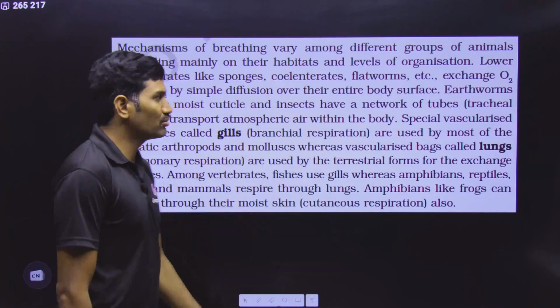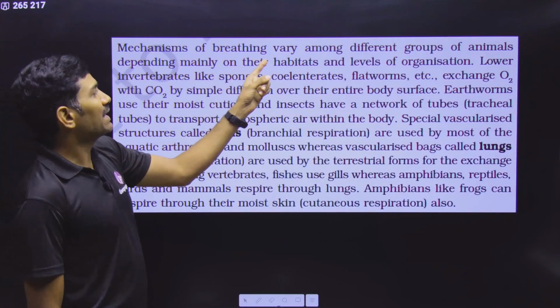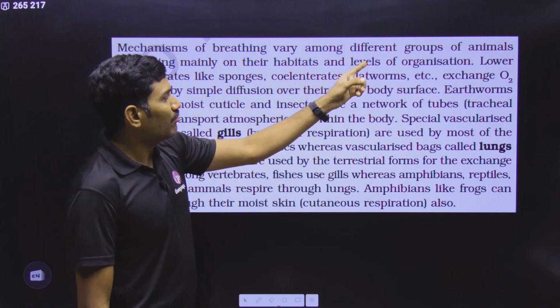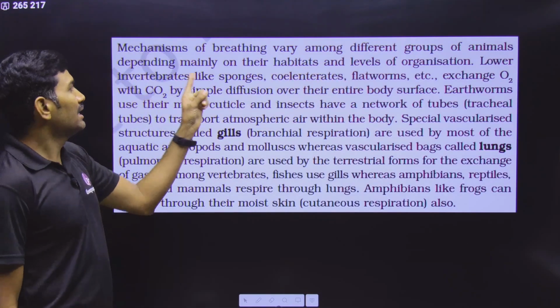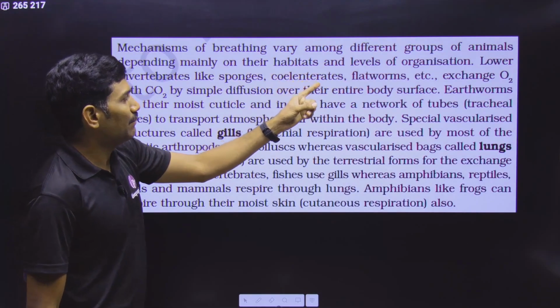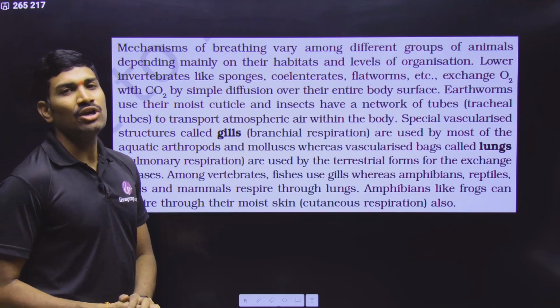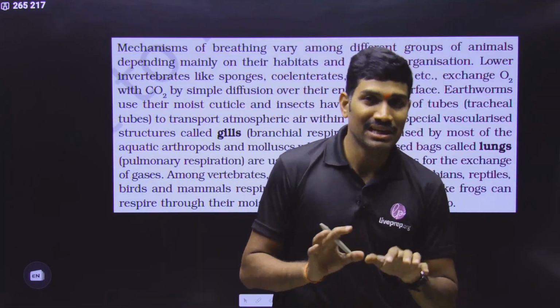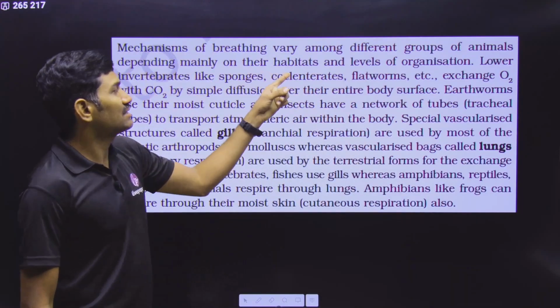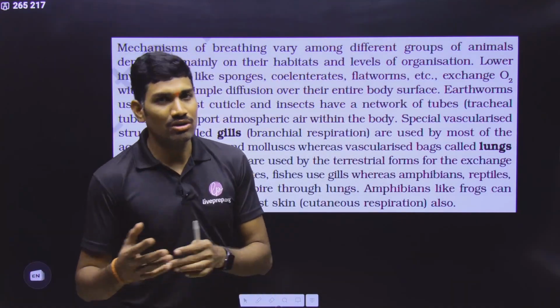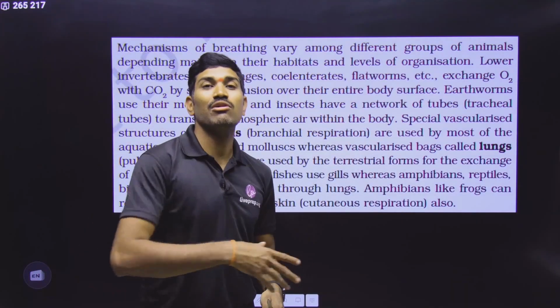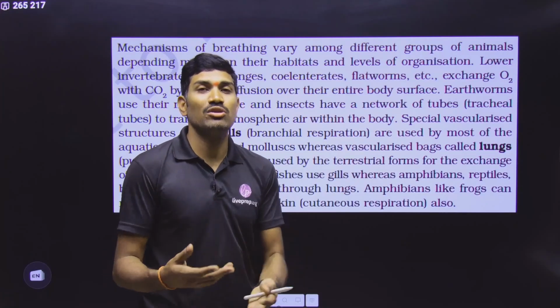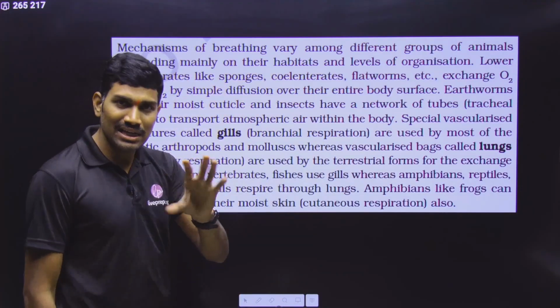And now let us quickly go through this particular paragraph. Mechanisms of breathing vary among different groups of animals depending mainly on their habitats and levels of organization. So in different animals, different types of respiratory organs are present. And who will decide these habitats? Whether they are present on the land or whether they are present in the water. So based on this also, respiratory organs are slightly different.